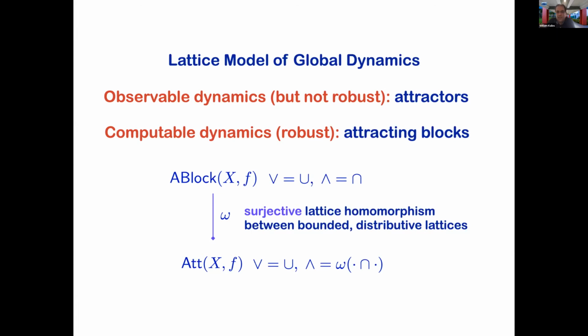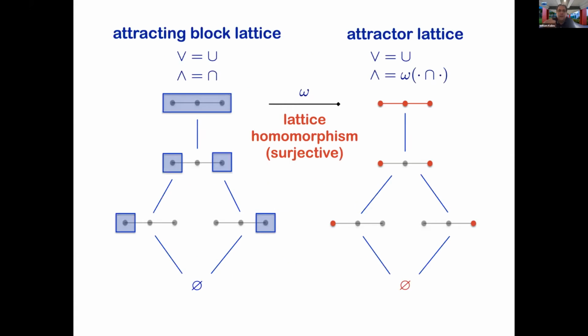But that still can be proved to be a bounded distributive lattice. And the application of omega limit sets, taking an attracting block and looking at its omega limit set or the maximal invariant set in that attracting block, becomes a lattice homomorphism between these 2 lattices. It's surjective. Okay? And so there's an algebra behind these constructions. So what does that look like in a picture?